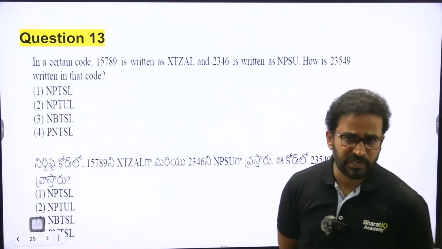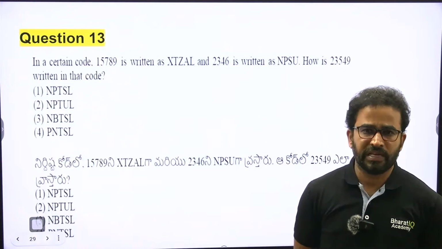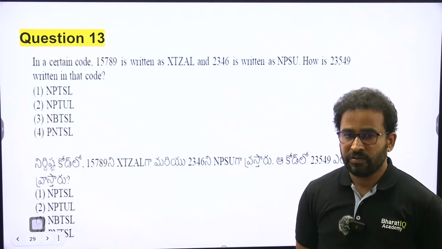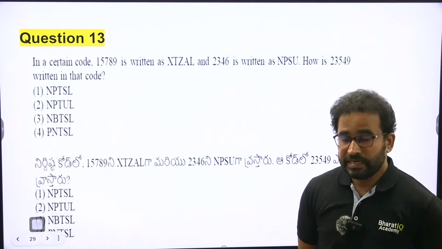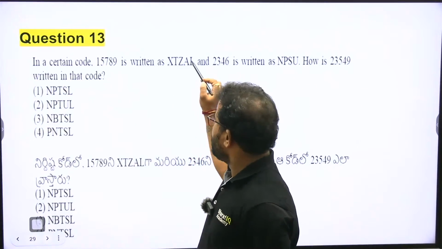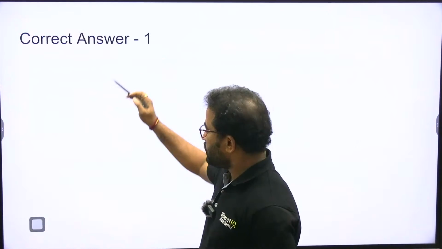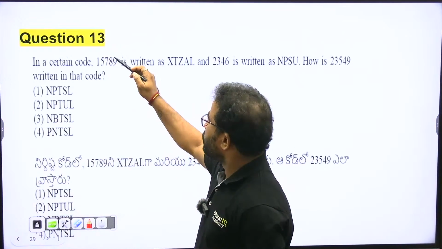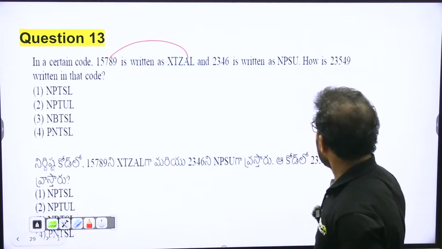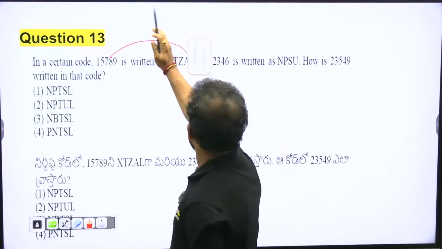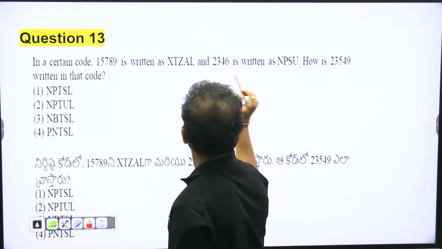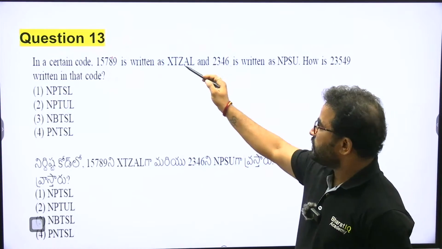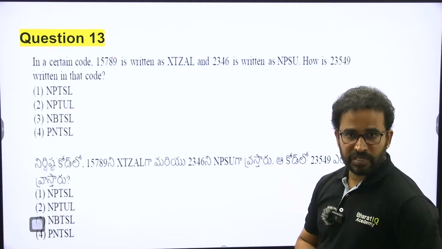From the examination point of view, in coding and decoding analysis, we have two types of coding: one is directly analyzed questions, and the other is logically analyzed questions. Directly analyzed means you can directly assign the value, for example A is coded as 8. Now check which value is common between these two. 2346 is NPSU. Next one XTZAL. No number is common here.